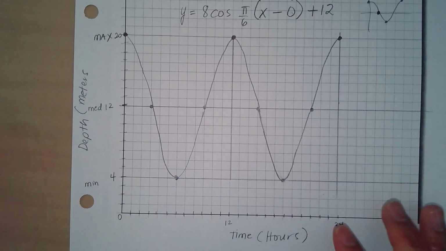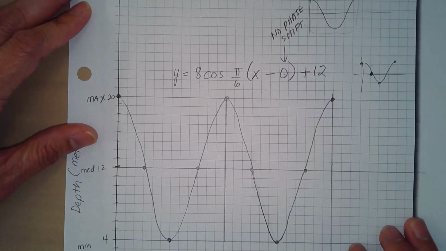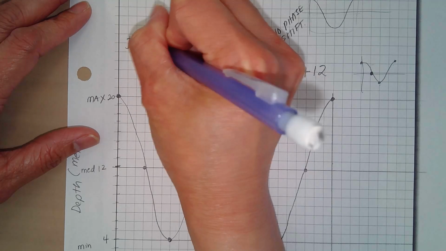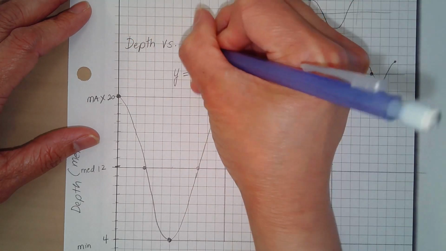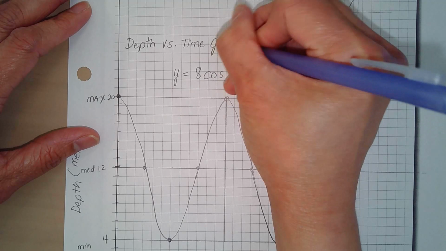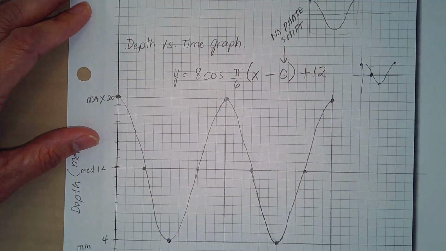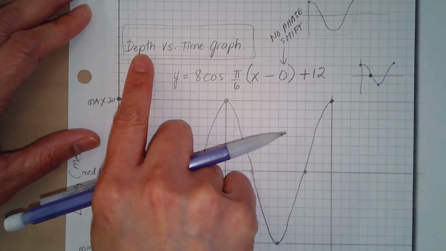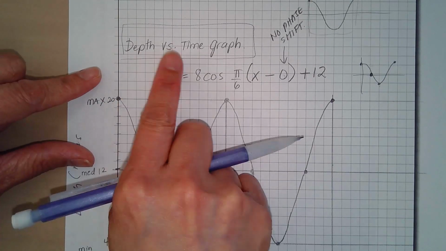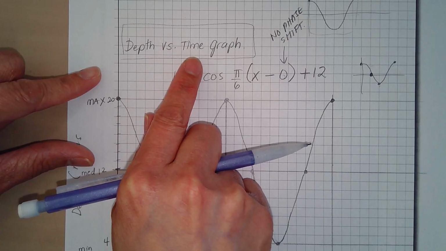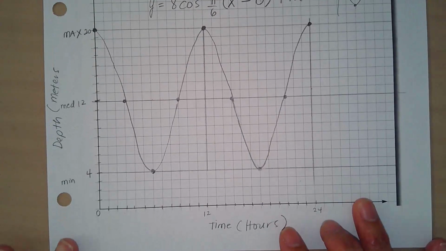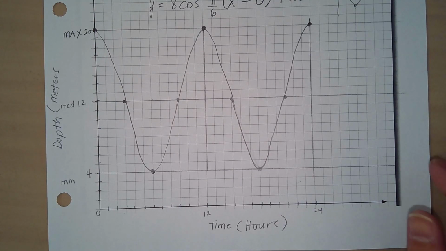And then what else? So, title. Yeah, we're going to put a title. The title of this graph would be depth versus time graph. That's very straightforward because the depth varies according to time. So we did a wonderful job in creating this graph. It's beautiful and I'm happy with how it turned out.